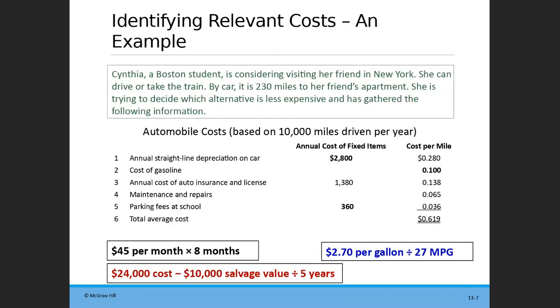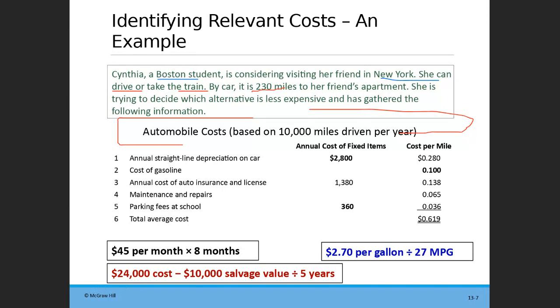It can be hard to quantify, I'll admit. So let's just go through a little exercise in identifying relevant costs. In this example, we've got a student who's in Boston and going to go to New York. She can either drive or take the train. It's 230 miles in a car, but there's a train that she could take. And so here's the automobile costs. We're trying to figure out what's relevant, what's not, but here's all the costs. So don't think these are all especially relevant. We're just listing all the costs and then we'll pick out what's relevant in a minute.